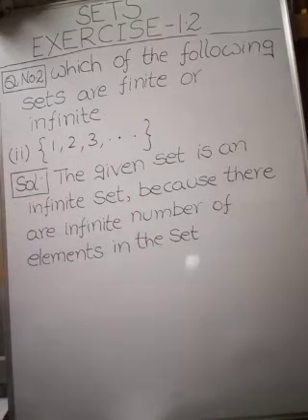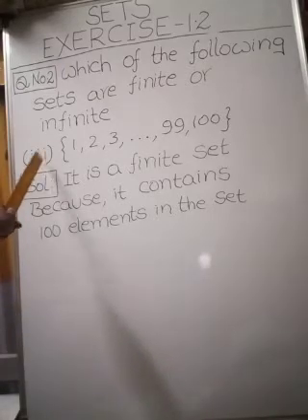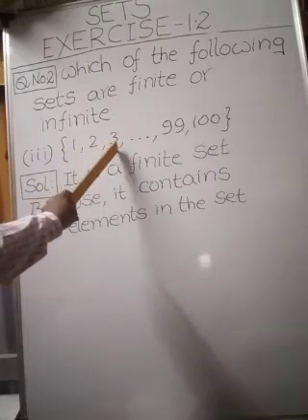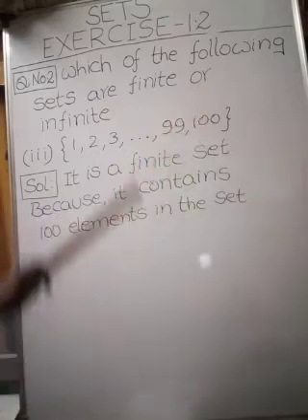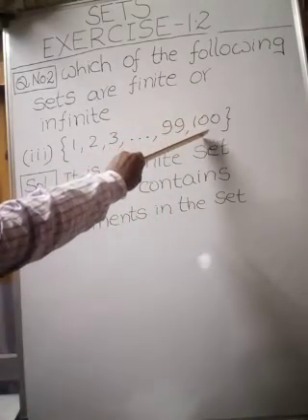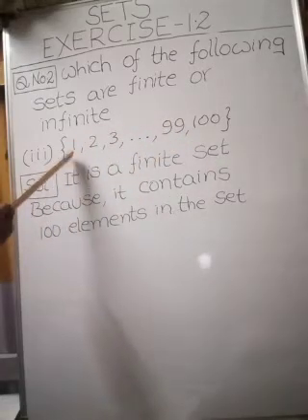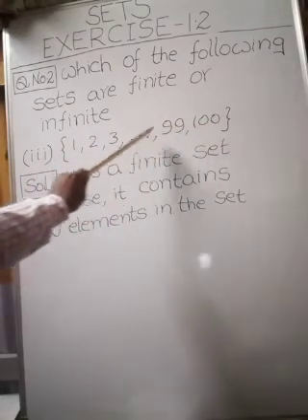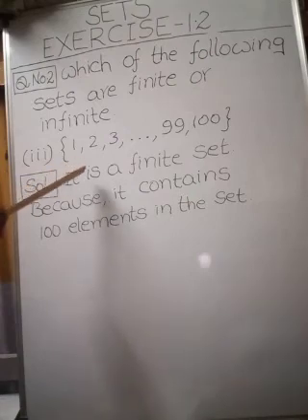Understood, my dear children? Right. Now come to the next question. Set 1, 2, 3, and so on, 99, 100. Here the last elements are also given clearly, from the beginning to the last element. In between, only a few elements are not written. Okay, my dear children, now come to the solution part.